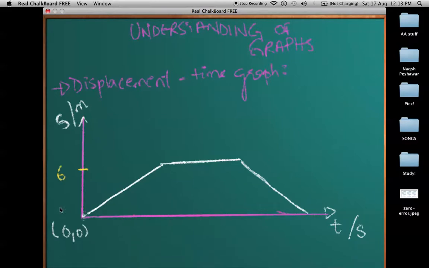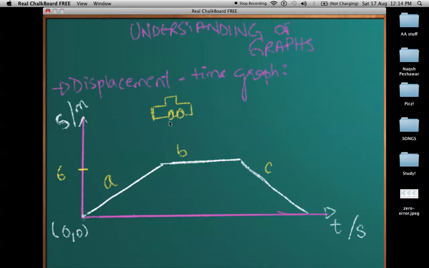So what happens in the graph? In the first stage, for example, this is stage A, this is stage B, and this is stage C. For example, if this is a car, always remember that a distance time graph, by looking at it, by observation only, will only tell you about the distance. It will tell you a lot more things if you calculate them, but by observation only, you'll only be able to find out the distance.